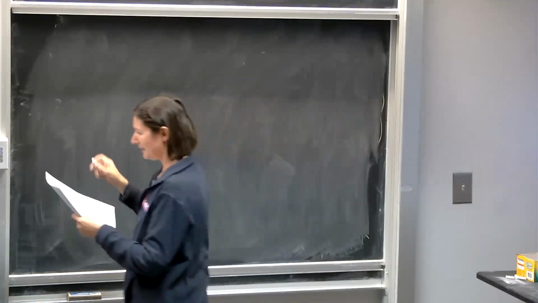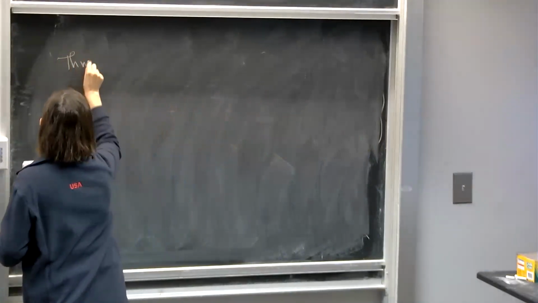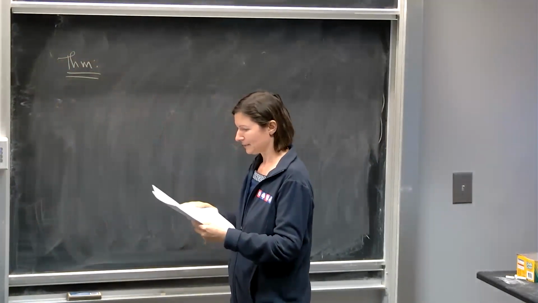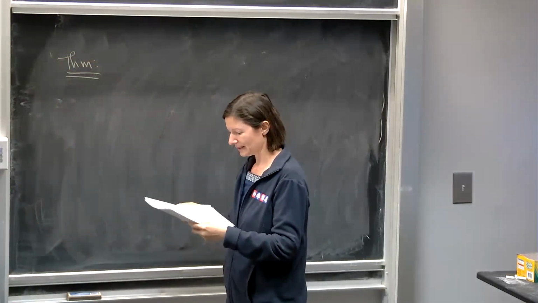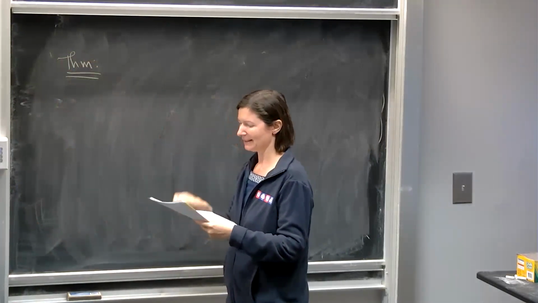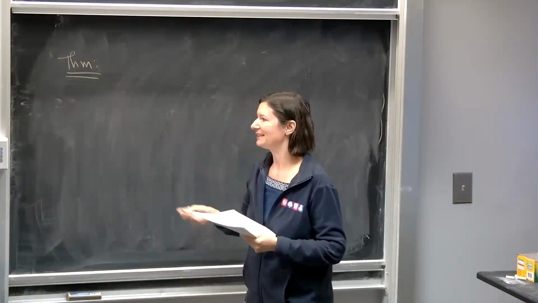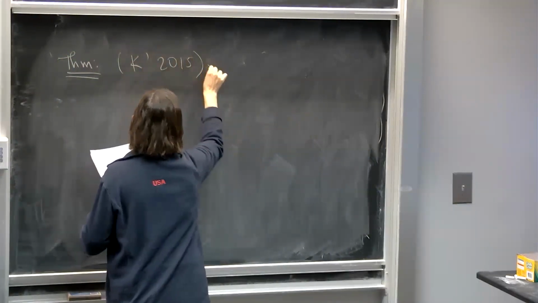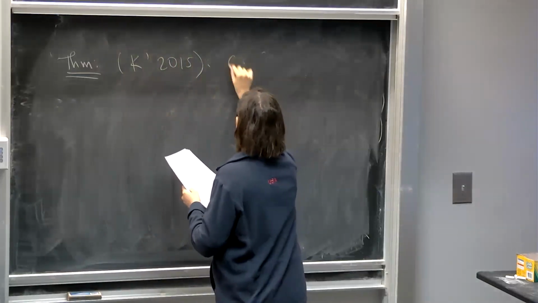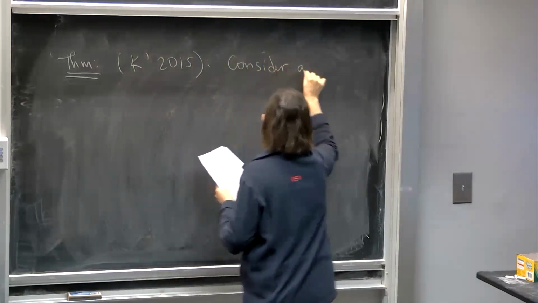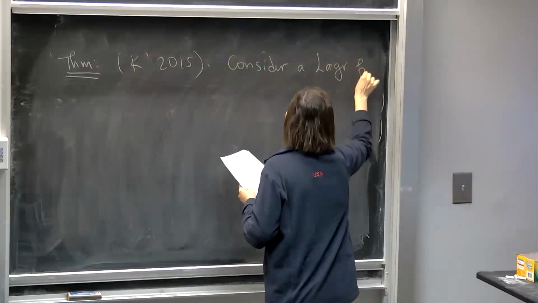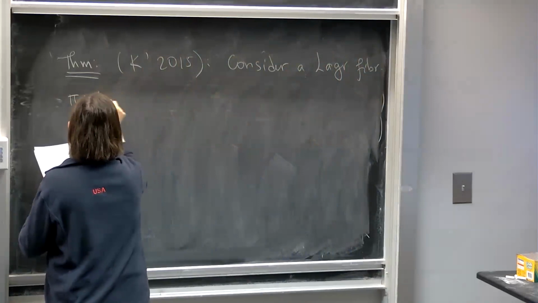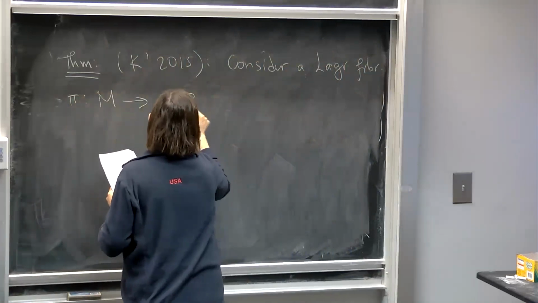And then another theorem, also from the same year. If you want to consider fibrations, then you can just fix one invariant instead of two. So, consider a Lagrangian fibration, and let's assume the base is smooth for simplicity.